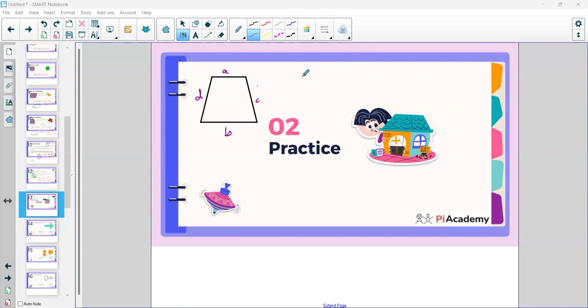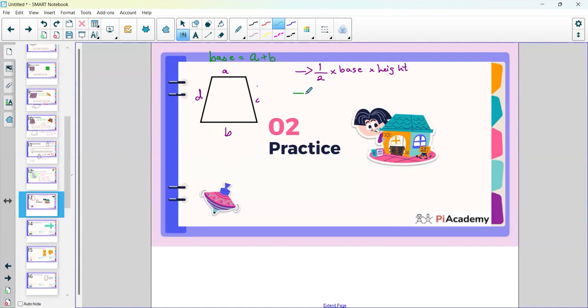Okay. What is the formula for area of a triangle? For a triangle, it is half times base times height. Am I correct? Is this the area of a triangle? Yeah. Okay. Now, what is the base for trapezium? A and B. Two bases, isn't it? Yes. What is the sum of the two bases? It's A plus B. Yes.